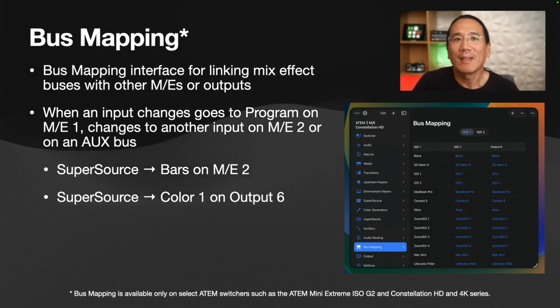So put simply, you can configure your MixEffect bus, not to be confused with my app MixEffect, but MixEffect bus, and you can have a follower. So you can assign a follower as another MixEffect bus. So in the case of the ATEM 2ME Constellation HD that I have, you can have ME2 follow ME1, or you can have any of the auxiliary outputs follow something that happens on ME1.